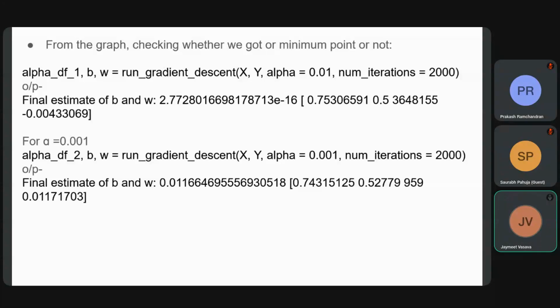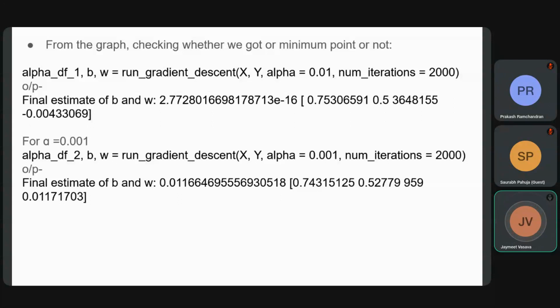For alpha value equals to 0.001, or the learning rate equals to 0.001, the bias that we get is 0.011, and the weights are 0.74, 0.52, and 0.01 for TV, radio, and newspaper in that order.